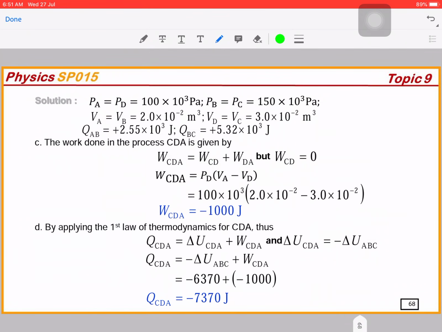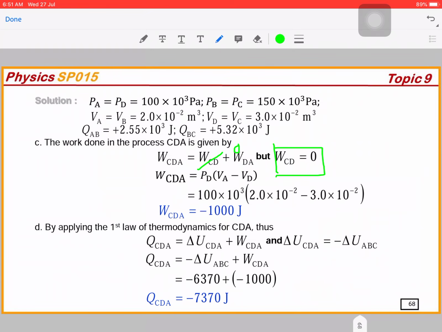Okay, work done again. WCDA, there are two processes in WCDA. First from C to D, and then from D to A. Since there is no change in volume for process WCD, we say WCD is equal to 0. So you just look at WDA.